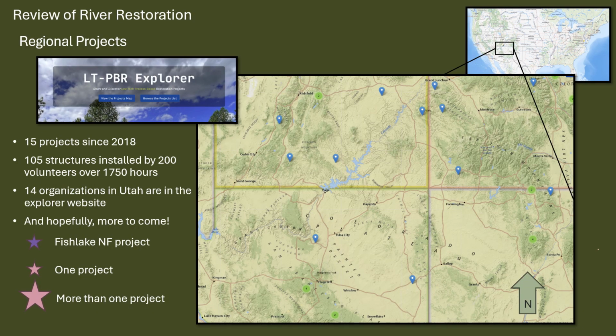I'm excited to share that while preparing this presentation, I found that 15 projects had yet to be uploaded to the BDA Explorer website. 100 structures have been installed over the past 5 field seasons. 200 amazing volunteers have worked with over 14 organizations in Utah. The next slideshow by Rachel Nichols will show you a project that's happened in Fishlake National Forest.